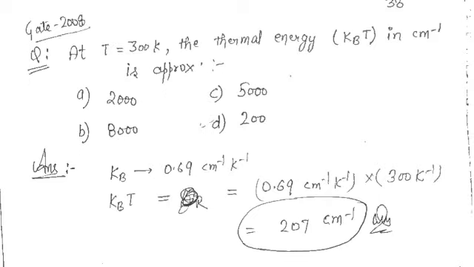All right, so now we have a question of GATE 2008, based upon the same concept which I had told you just now. So what is the question? The question is, at the temperature 300 Kelvin, the thermal energy kBT in centimeter inverse is approximately. All right, so what I had told you is that when the thermal energy equals B, it becomes the characteristic temperature.